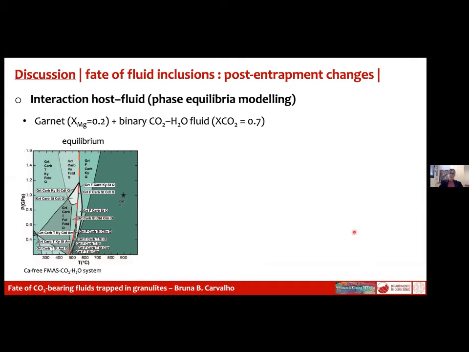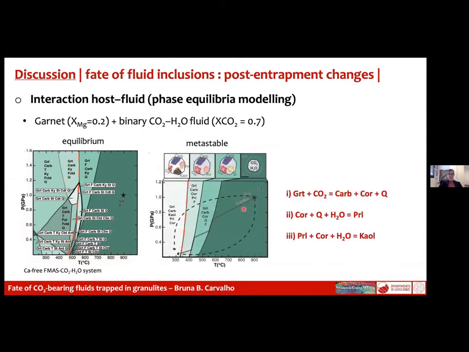In the binary system, under equilibrium, again, we see that the fluid would react to form carbonate, kyanite, and quartz, but then very complex assemblages appear and they do not match our observations. When we consider metastability, however, we observe a sequence of assemblages that match much better the natural samples.